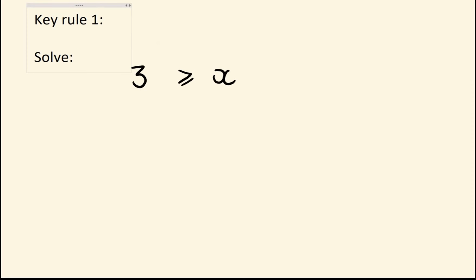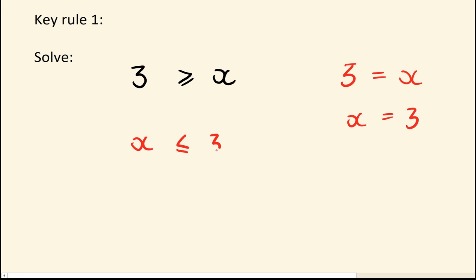Okay, key rule. If we have this really simple equation, we're basically going to solve a particular way. What you would normally do, if this was 3 equals x, you would just flip it around to give you x equals 3. Here, when you switch the x and the number, the inequality must change direction. So this solution will be x is less than or equal to 3.